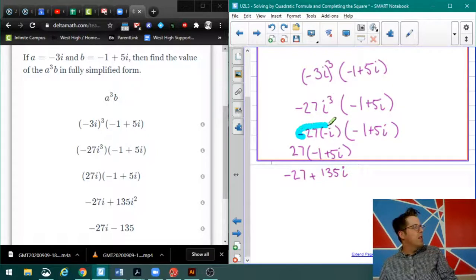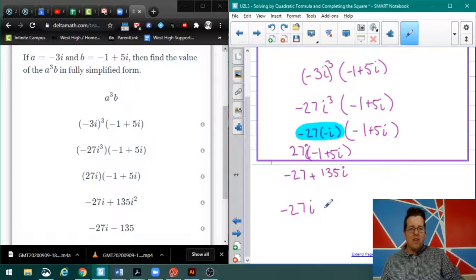All right, so. Oh, so obvious. I said negative 27 times the opposite of i is 27. There's still an i here. Come on, Troy. So that's going to give me negative 27i. Well, I guess the answer is right there next to me. Plus 135i squared, which is negative 135 minus 27i.